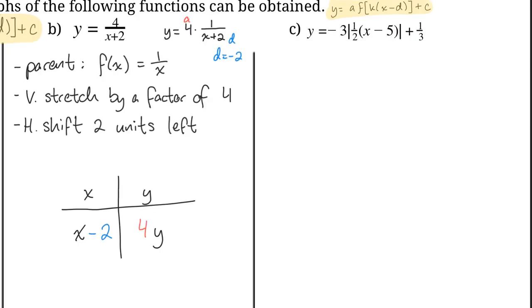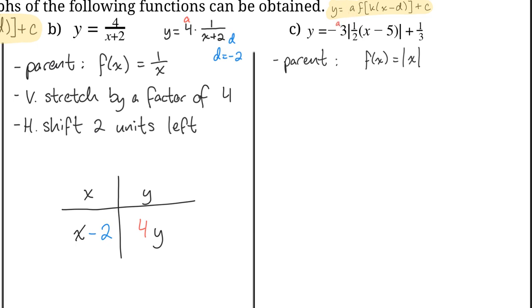So here's our next function, and let's identify that parent function. You can see those lines here, that's our absolute value symbols. So this is the absolute value function. And we need to identify these transformations. So on the outside of those absolute values in the front here, we have our a value. Our a value is -3.